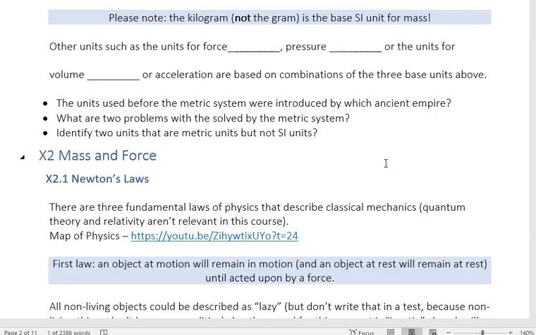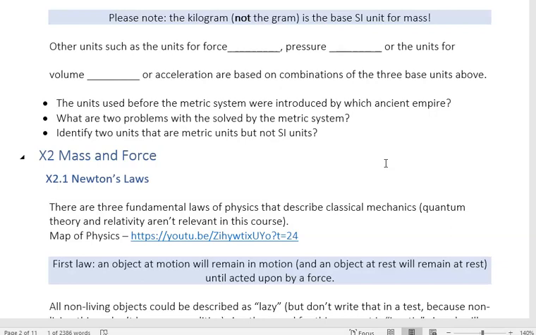So the two problems with the previous system both start with C. They were complicated, and they were inconsistent. So what was the problem they solved? Well, the metric system made them consistent and simplified them. I said C, whereas, you know, inconsistent. Anyway, moving on.